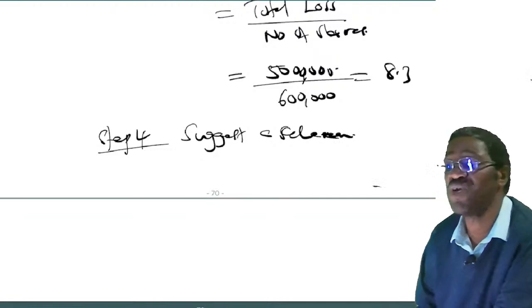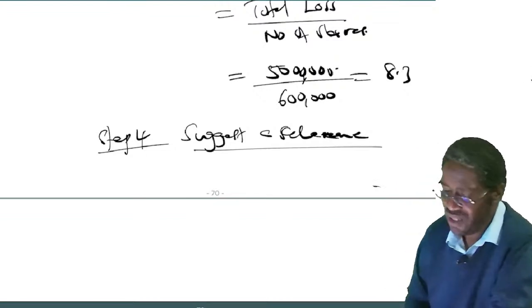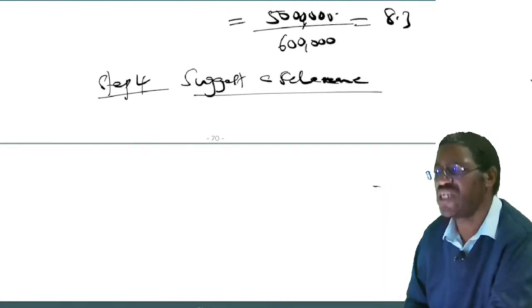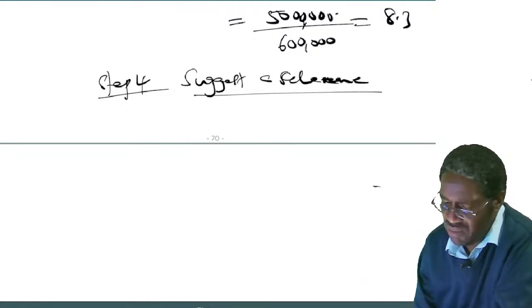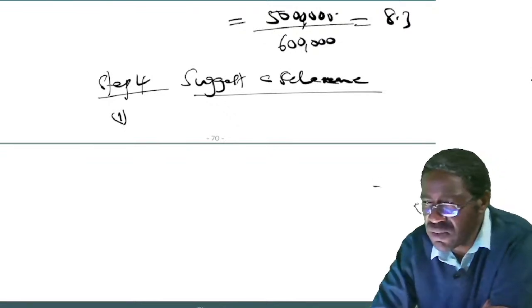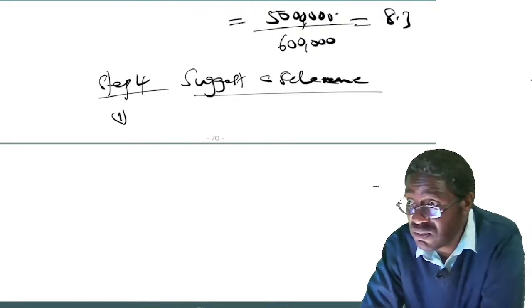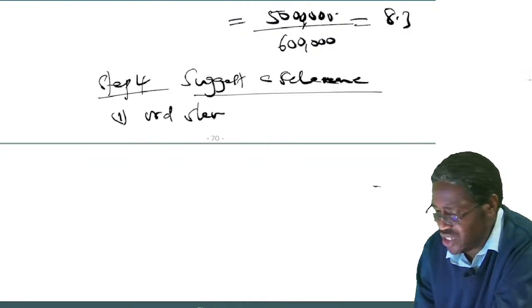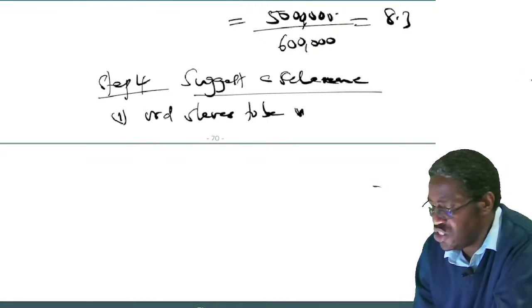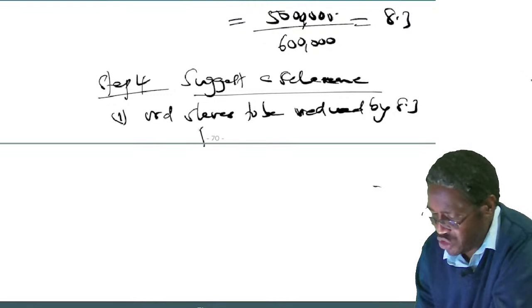Suggest a scheme of internal reconstruction. Now listen, what is it that should be included in that scheme? One of the things that must be included in that scheme is whatever you got in step 3. Whatever you got in step 3, that must be part of the scheme. For example, you will come and say, number 1, ordinary shares to be reduced by 8.3 per share. That's one of the things in the scheme.